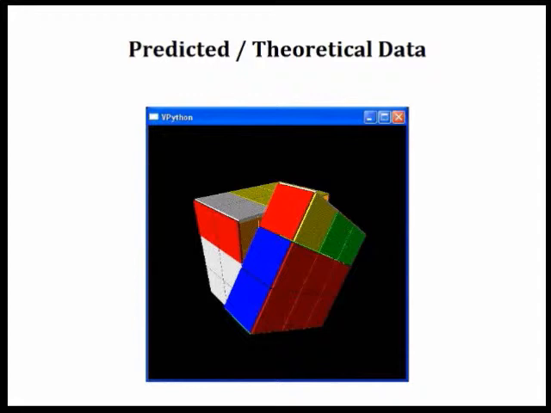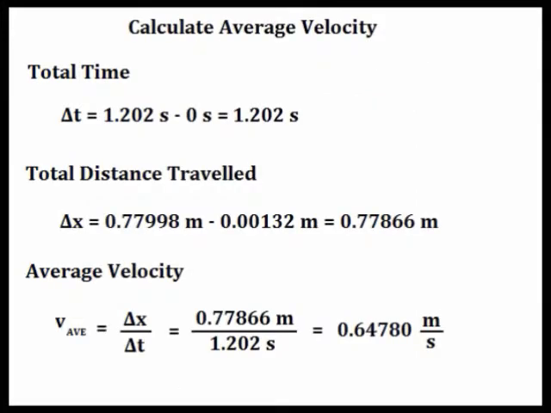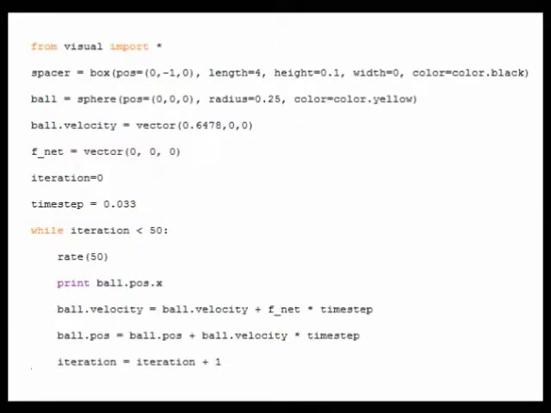Next, I used PhET to collect the predicted or theoretical data. To do this, I calculated the average velocity of the ball using the total time and distance traveled. I created a model in PhET. A ball rolls across the screen and its position is given for each iteration.